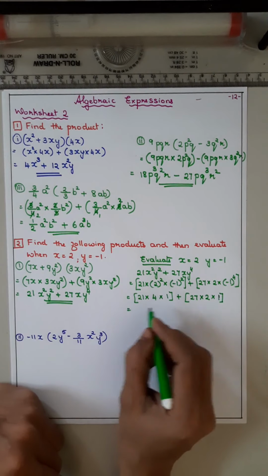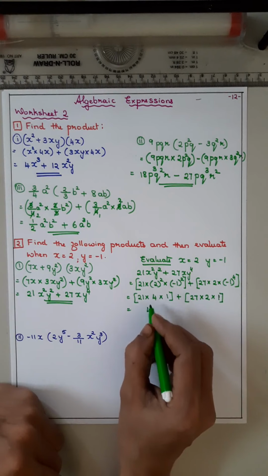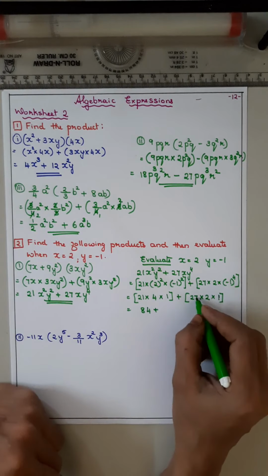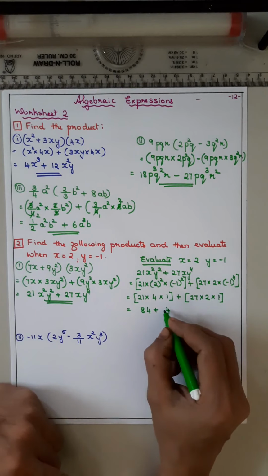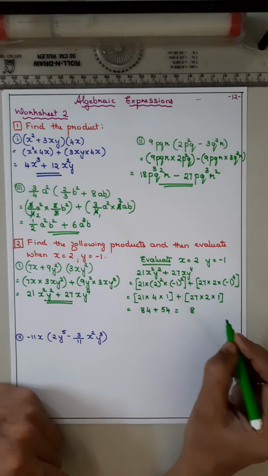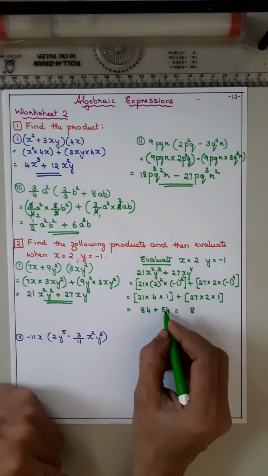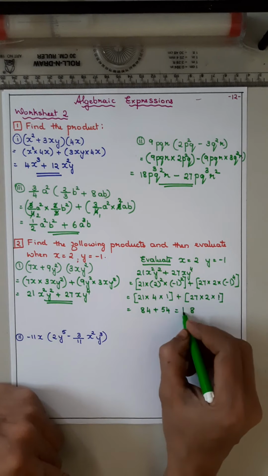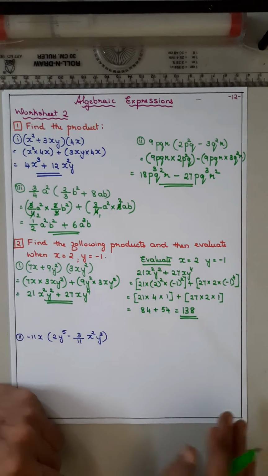And now 4 1s are 4, 4 2s are 8, and here 2 7s are 14, 2 2s are 4, 5. So 4 plus 4, 8, 8, 9, 10, 11, 12, 13. So the answer is 138.